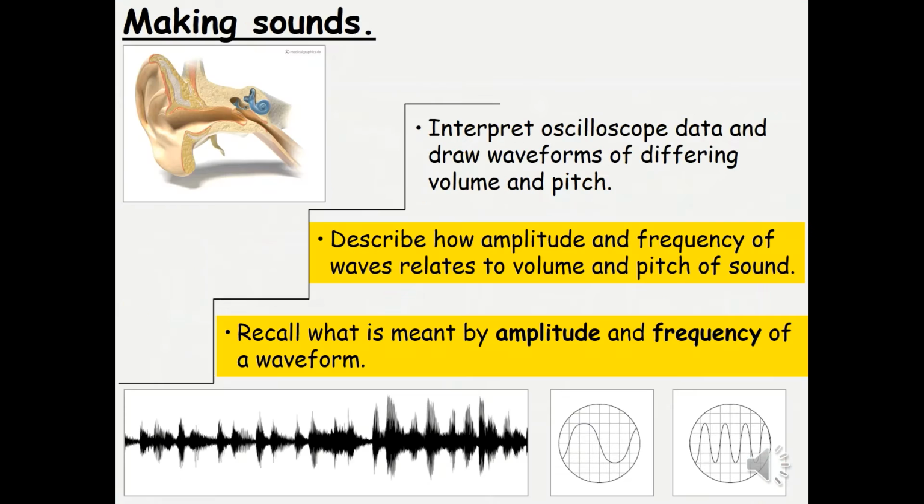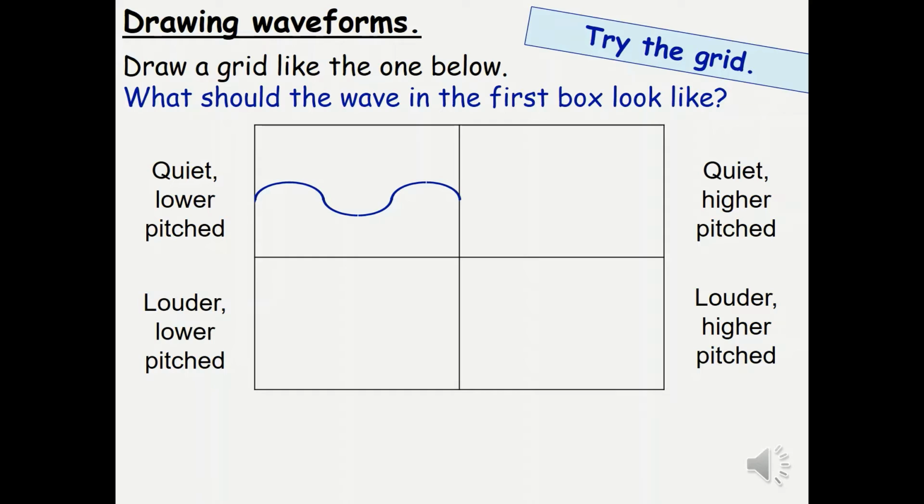Okay? Now, when we're making sounds, we have to think about how we can recall what is meant by amplitude and frequency of a waveform. We should be able to describe how amplitude and the frequency of a wave relate to the volume and pitch. I hope those questions would have been answered previously. We can also interpret oscilloscope data and draw waveforms of different volume and pitch, and it's something that we can practice.